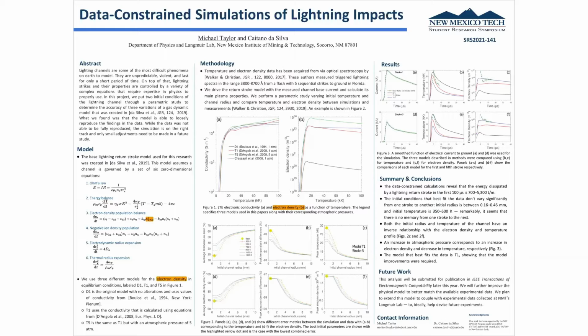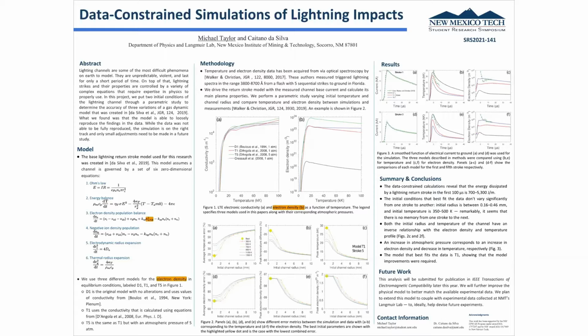What we also found was that the initial conditions don't really have any memory of previous lightning strikes. As you go from one lightning stroke to the next, they don't really recall that one happened previously. There was no increase in temperature or channel radius between the strokes, which was very surprising to find. We'd assume that as you progress from stroke to stroke, the channel radius and the temperature would increase, but that's not what we found.